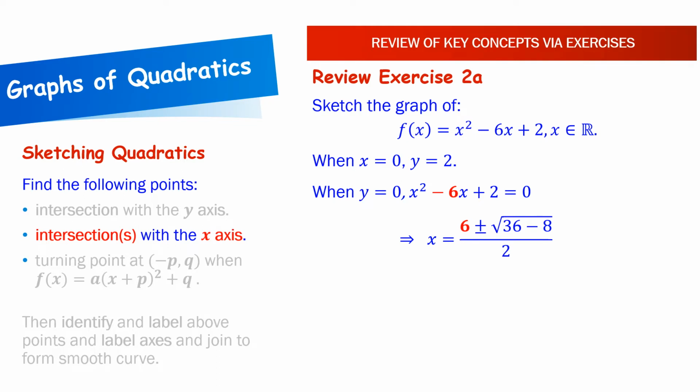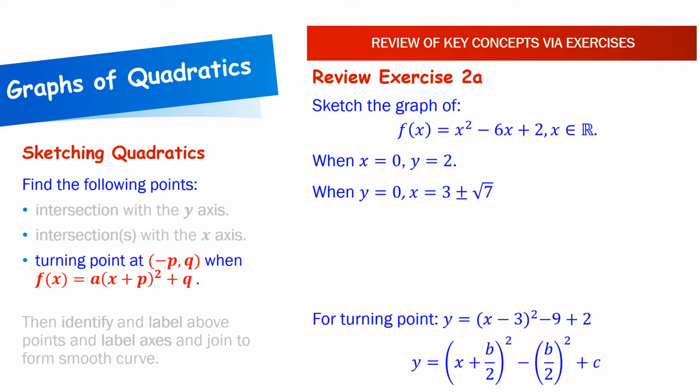Here we're going to solve this using the quadratic formula and plug in minus b, and then b squared, and 4ac as shown, all over 2a. We tidy up and we're left with x equals 3 plus or minus root 7. So we have two intersection points. So when y equals 0, x equals 3 plus root 7 or x equals 3 minus root 7.